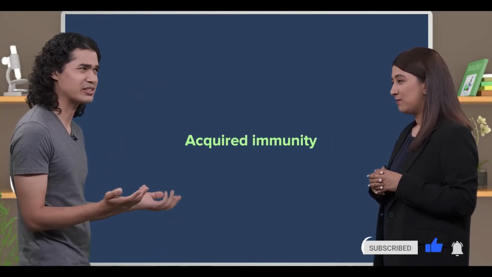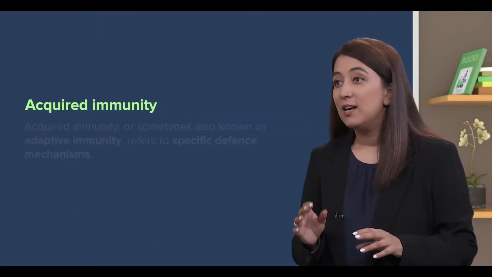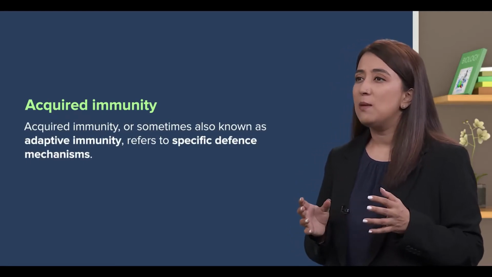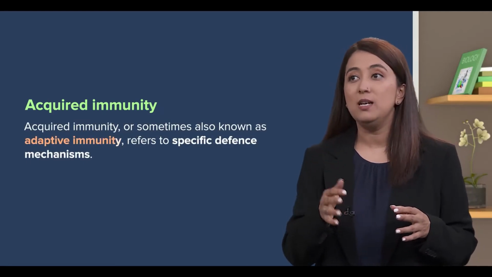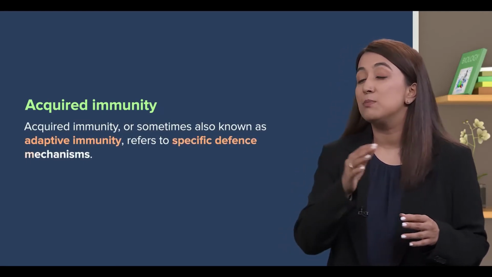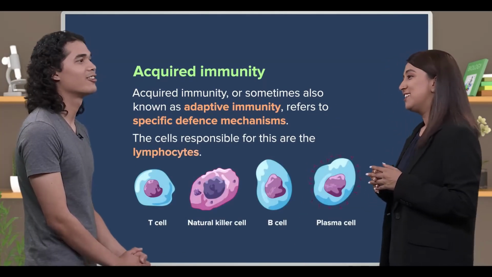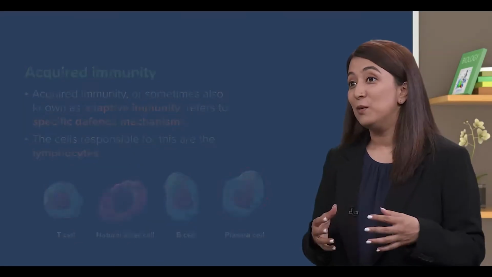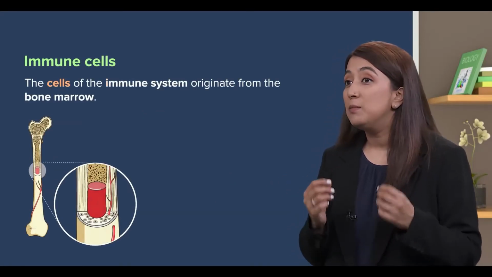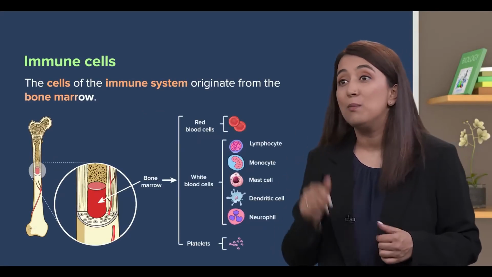I guess it's specific? You're absolutely correct. Acquired immunity, or sometimes also known as adaptive immunity, refers to specific defense mechanisms. The cells responsible for this are lymphocytes. That's interesting. So, in general, the cells of the immune system originate from the bone marrow.